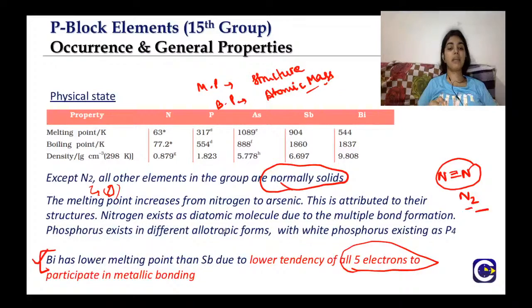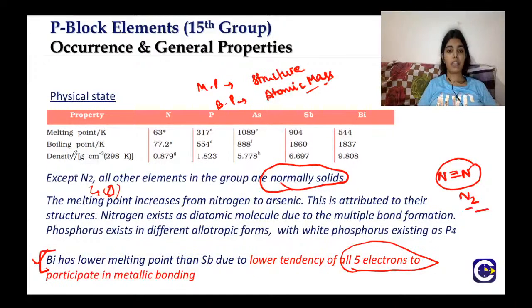We have discussed metallic bonding in the solid state, how the metal atoms are bonded in different metals. So in bismuth, all the 5 electrons do not participate in metallic bonding, therefore it has a lower melting point. But if you compare the boiling point, there is an increase in the atomic mass as we go down the group, therefore there is an increase in the boiling point also as we go down the group.